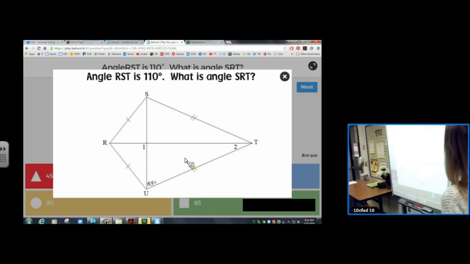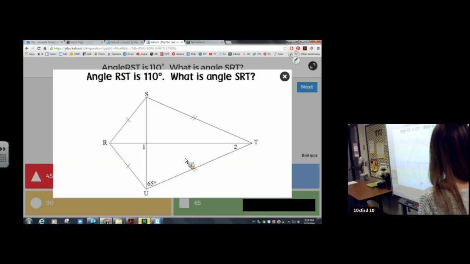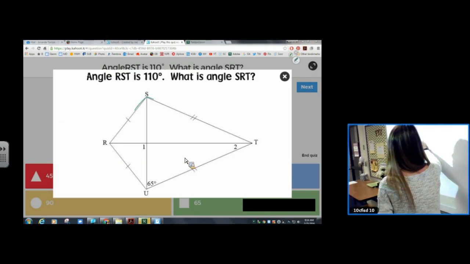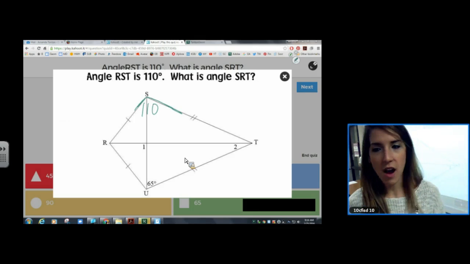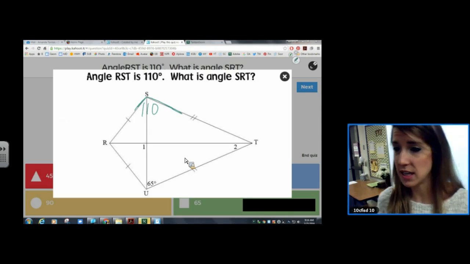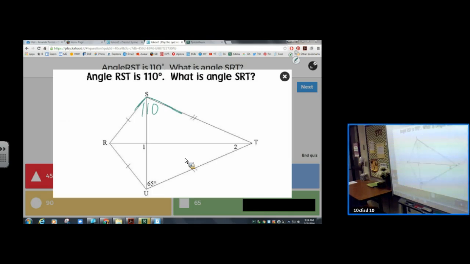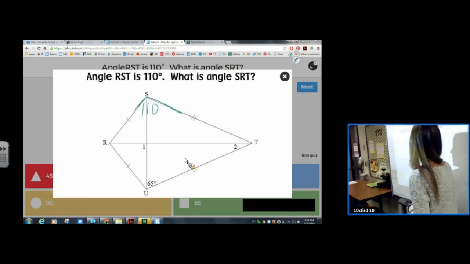Okay, angle RST is 110. And the worst thing that you could do is divide that by 2. We know angle S does not get bisected. Angle R does and angle T does. We want to know angle SRT. So we're looking for this one right here.